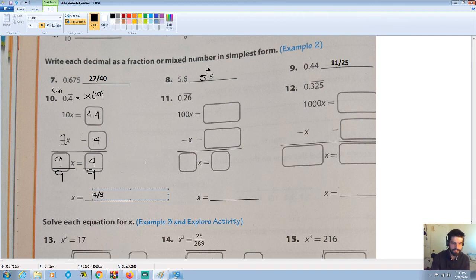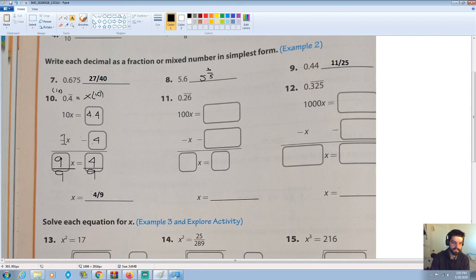The reason that is going to be important is because this rational number is going to give us that repeating decimal. If we didn't subtract this 1x and this 0.4, it would be 4.4 over 10. And we can't have that because we need to represent this in a way where the decimal is repeating. Okay? Let's look at this next one.